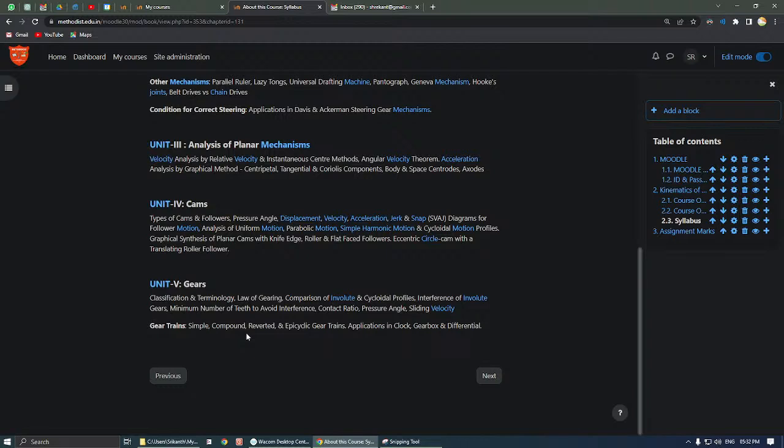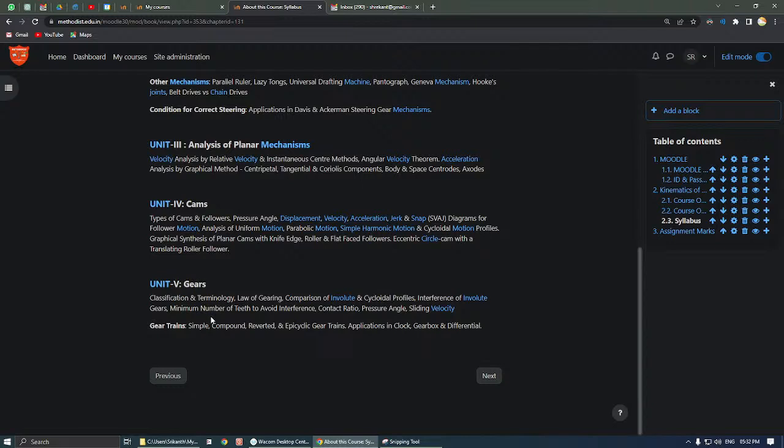We have uniform velocity, parabolic motion, or uniform acceleration deceleration, and then we have simple harmonic motion, then cycloidal, and then graphical synthesis of planar mechanisms with knife edge, roller, or flat base followers. Eccentric circle cam with translating roller follower is the first thing we'd have to study.